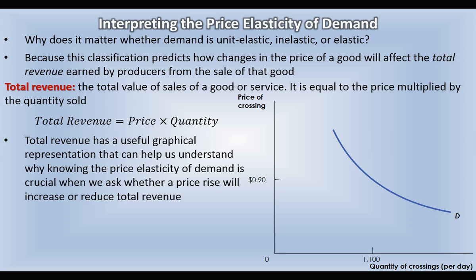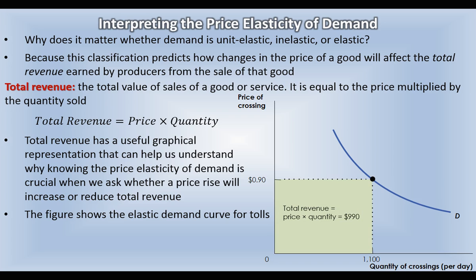So total revenue has a useful graphical representation that can help us understand why knowing the price elasticity of demand is crucial when we ask whether a rise in price will increase or reduce total revenues. The figure shows the elastic demand curve for tolls. It shows the last case we were looking at, where the price elasticity of demand equaled 2, which meant that demand was elastic.